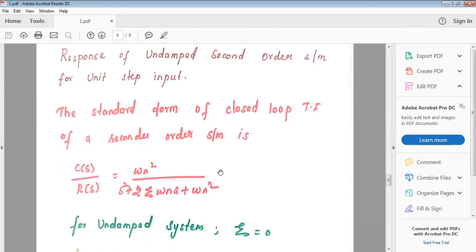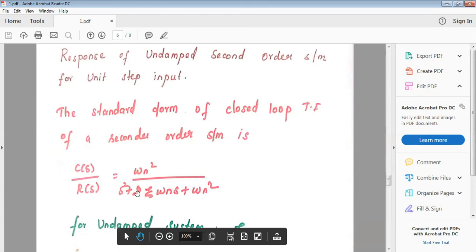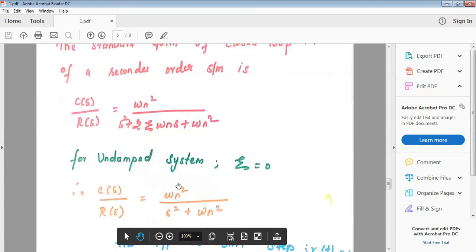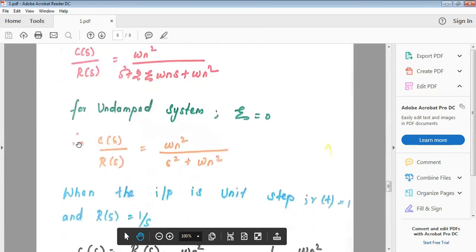So we know for the undamped condition, the value of theta will be equal to 0. Now substituting theta equal to 0 in this expression, we will get C of s divided by R of s is equal to omega n square divided by s square plus omega n square, because the 2 theta omega n term turns to 0. So therefore we will be getting the transfer function like this.